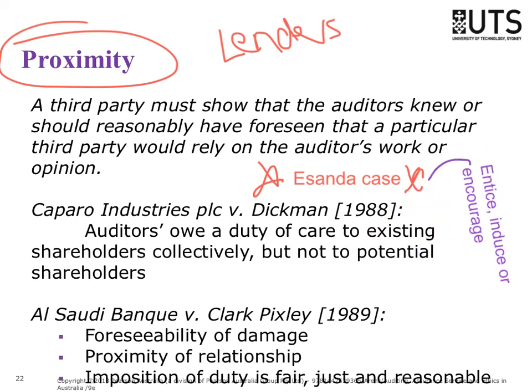All right? So to have proximity, there needs to be enticement, there needs to be encouragement, or there needs to be inducement in the audit report, where the auditor has to say, hey, people X, please come and rely on my financial statements. All right? In the audit report, we see that is very clear for our shareholders, that we entice them. We say, dear shareholders. But we don't say, dear banks, or dear community groups, or dear customers. In that instance, there is no proximity.